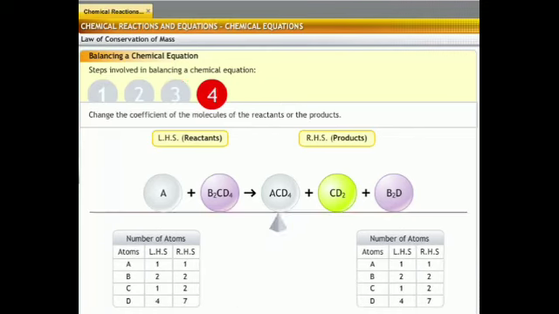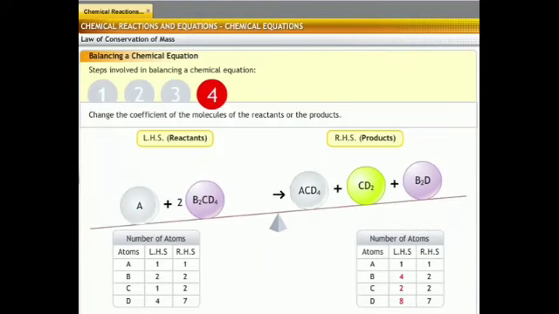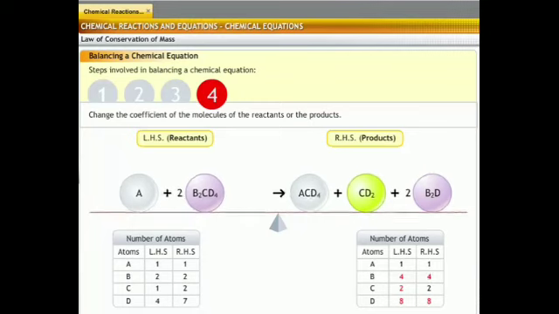C atoms: left hand side 1, right hand side 2. Number of D atoms: 4 and 7. So these are not in balance. How to balance? Count the number of atoms and try to balance them. For example, the number of C atoms on the left side is 1 and on the right side 2.